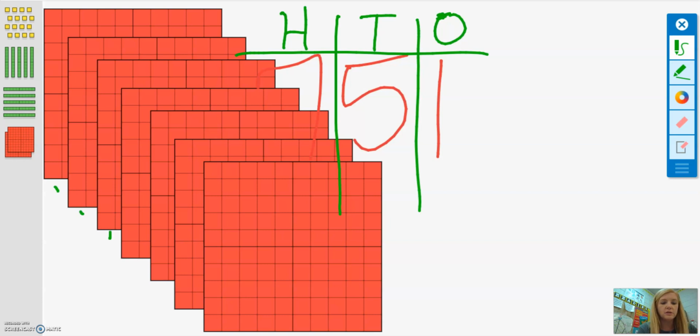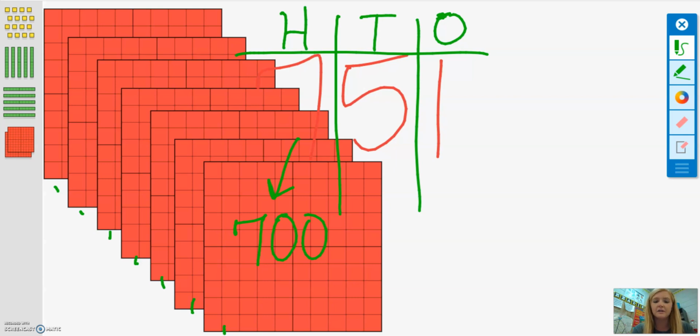100, 200, 300, 400, 500, 600, 700. The value of this 7 is worth 700 because the 7 is in the hundreds place. Now let's try the tens. Let's find the value of the tens place, okay?